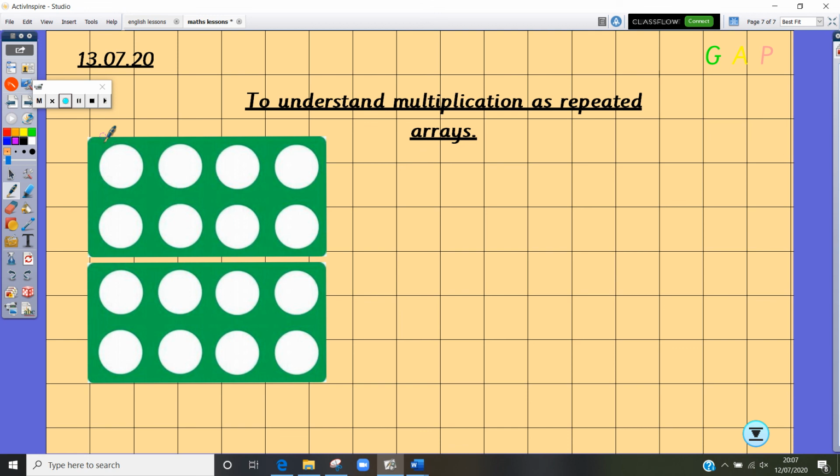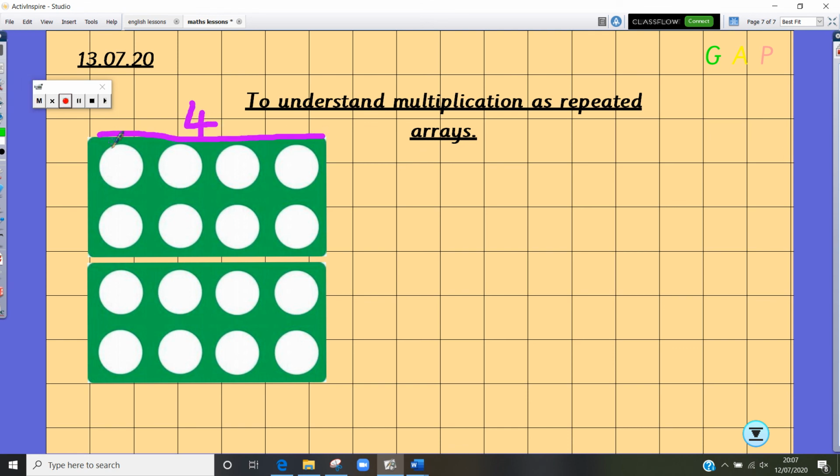Okay, welcome back, Bumblebees. So you should have spotted that we have 4 groups across the top, but I've also got 4 groups going down the side. Okay, so there's only one calculation today for this one that I can do, which is 4 times 4, because the numbers are exactly the same. I don't need to switch them around. So let's have a count. We've got 4, 8, 12, 16. So my answer to 4 times 4 is 16.